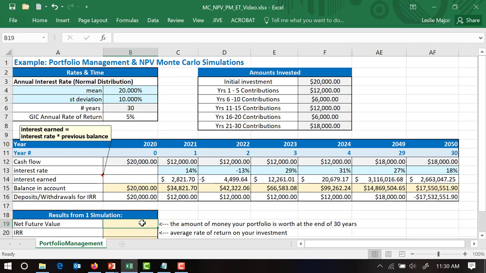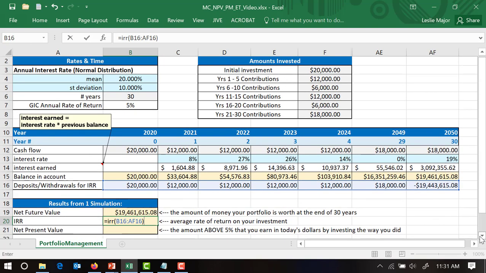So in Excel, the net future value is really basic. Just go grab that ending account balance. Not the cash flow, but the balance. For the IRR, just do an IRR call and grab all of the cash flows, the inflows and outflows. So don't grab the balances because those include this interest each year. We don't want to look at the interest each year within the IRR call.